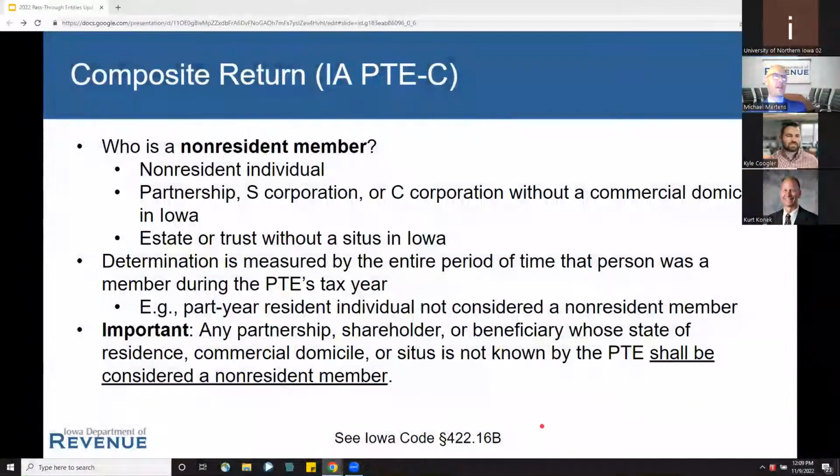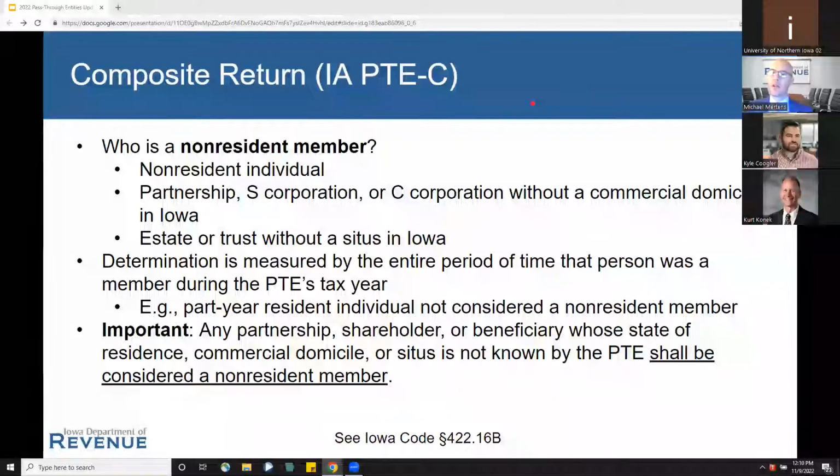We mentioned non-resident members on the last slide. Who is a non-resident member? This is also a big change from the old composite return law, which generally only included non-resident individuals. For the new composite return requirements, a non-resident member includes not only non-resident individuals, but also partnerships, S corporations, or C corporations without a commercial domicile in Iowa. It also includes estates or trusts without a situs in Iowa.